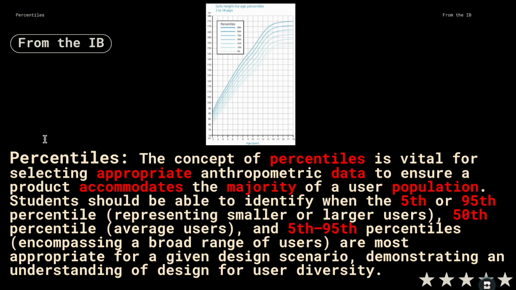You should be able to identify when the 5th or 95th percentile, representing the smallest or largest user, the 50th percentile, or the 5th through 95th percentiles, encompassing a broad range of users, are most appropriate for a given design scenario, demonstrating an understanding of the design for user diversity. And right here, this is a percentile chart. So this is the girl's height over age.